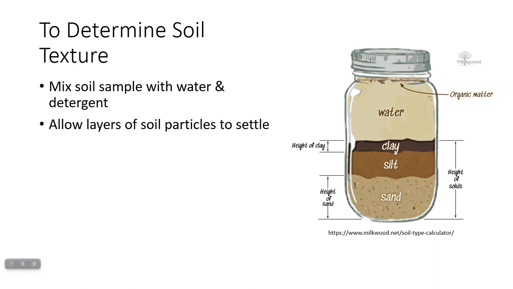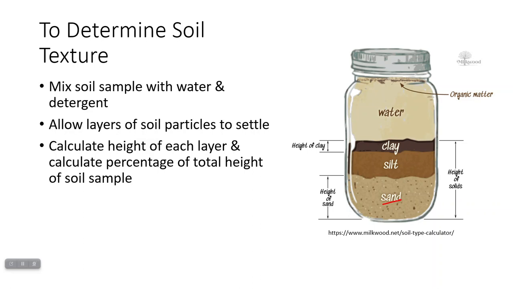What's generally going to happen is the heaviest particles will settle first onto the bottom. And so the heaviest particle that's usually found in soil is going to be sand. So sand settles to the bottom. Just above that, you will have a layer of silt settle. And then at the very top, you'll have a small layer of clay. You will be able to see visually the difference between these layers.